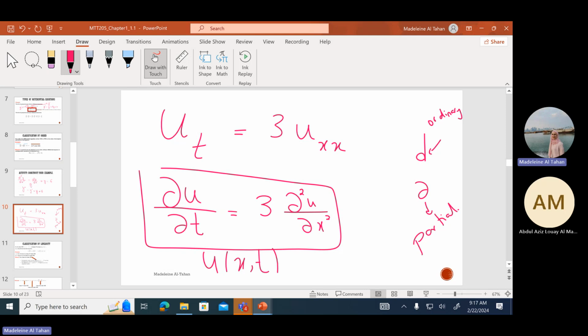Okay, guys, did we put our examples successfully? Are we facing problems? No. Okay. Muhammad and Abdul. Okay, perfect. Now we know the difference between ordinary differential equation and partial differential equation.